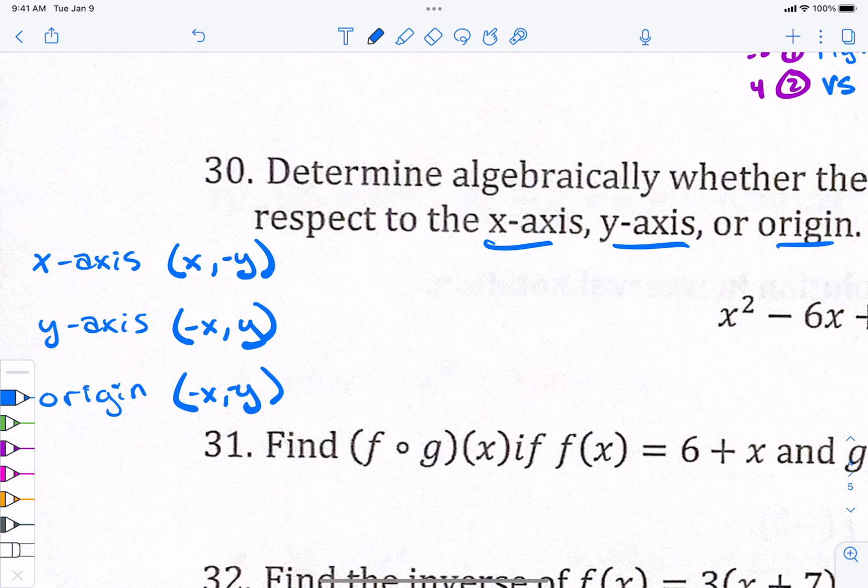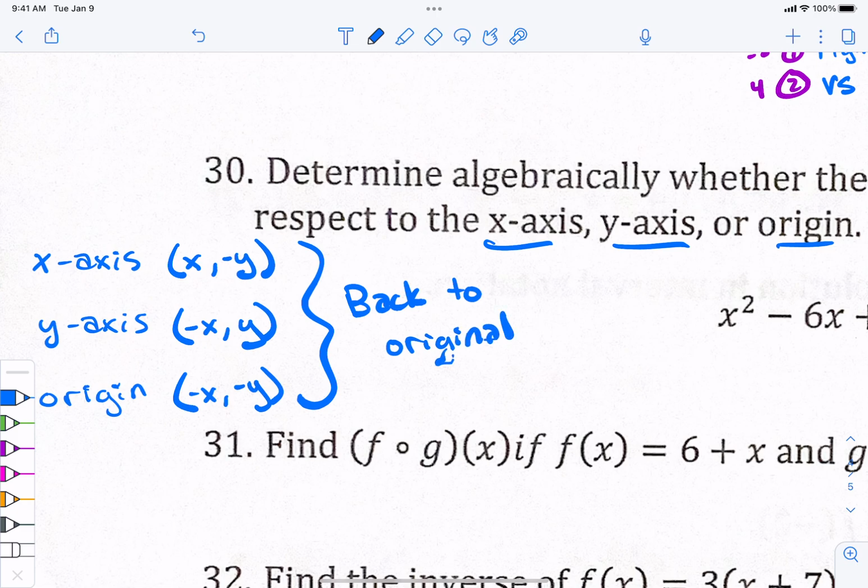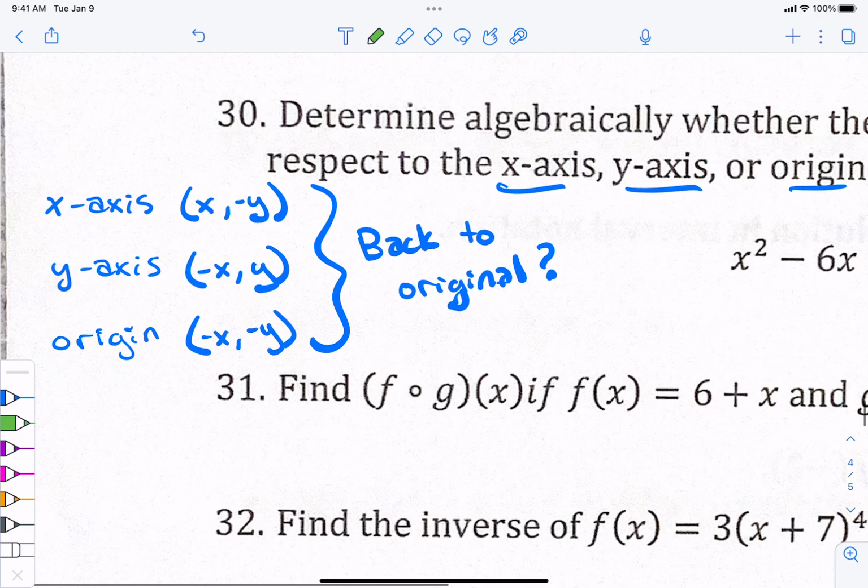Now what are you looking for when you plug the negatives in? Make sure it stays the same, back to the original. Which one is even? The y-axis, right? I'm going to write that down. So, y-axis is an even function. Origin is an odd function.